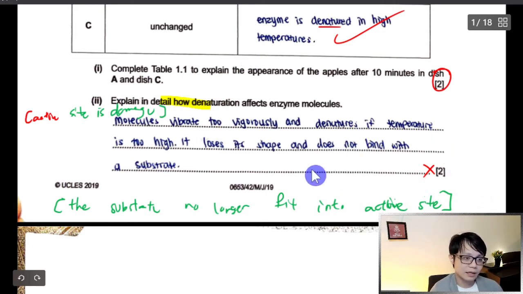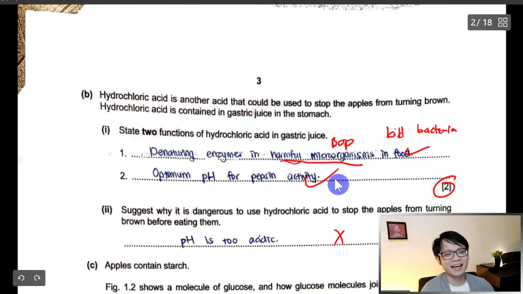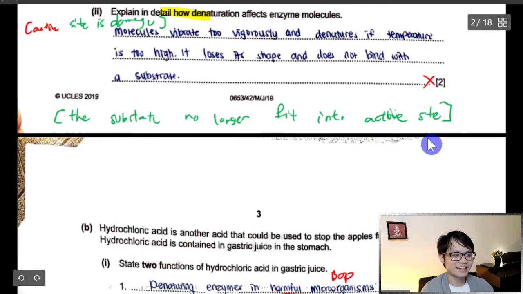So the student didn't get any mark. Does not bind with a substrate. Just put wrong, never mind. Sometimes I don't know. Just assume it's wrong, because sometimes I also give correct. So I just leave it be. Sometimes like this.